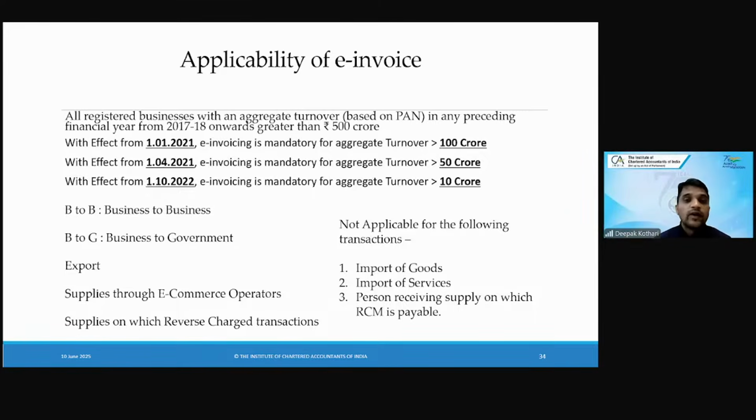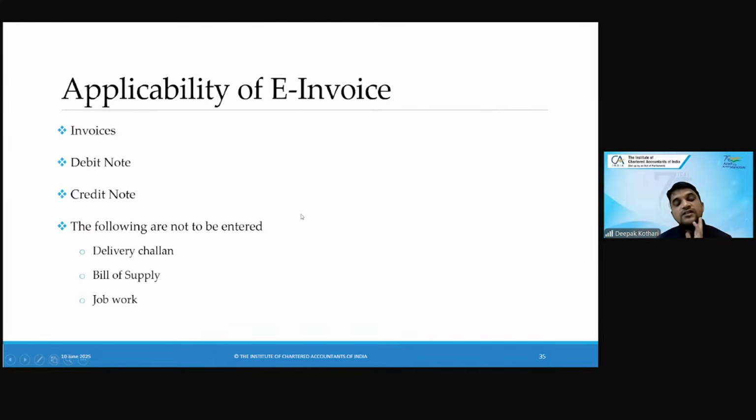Suppose an advocate provides some services to you. Okay, the advocate will raise an invoice and he will raise an e-invoice. You will pay the GST, but you still don't have to raise an e-invoice because it is the supplier's responsibility. Okay. What all categories of documents do you have to report in e-invoice? Your normal tax invoice, your debit note, credit note, these are to be entered. So only three things: invoice, debit note, and credit note.